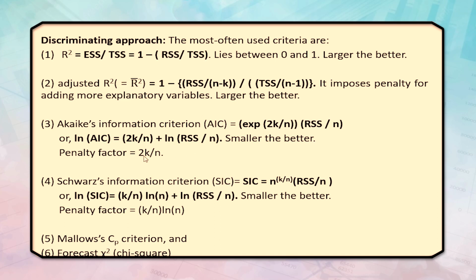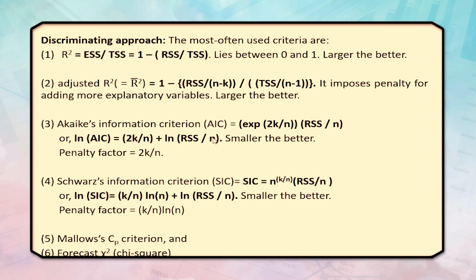So, what is the penalty criteria here? The penalty factor is 2k divided by n. AIC, Akaike information criteria, is given by the product of two expressions. First, we have exponential 2k by n, then we have RSS by n. For application purposes, we take the logarithm of it. So, the logarithm of Akaike information criteria is 2k by n plus the logarithm of RSS by n. So, this 2k by n is the penalty factor.